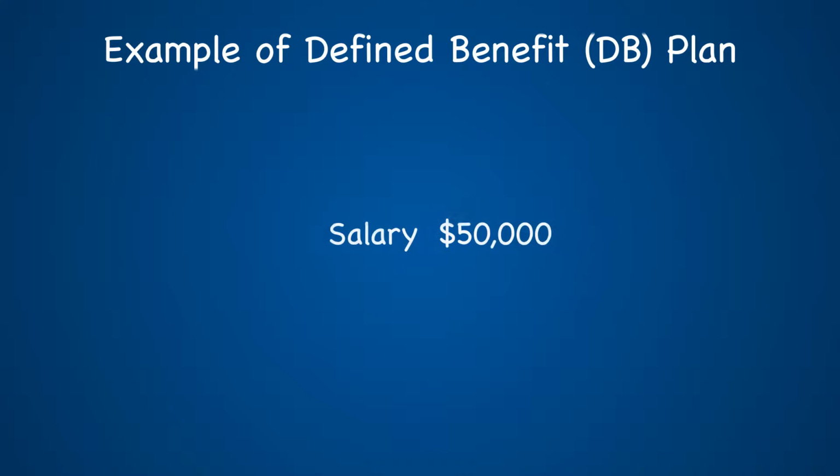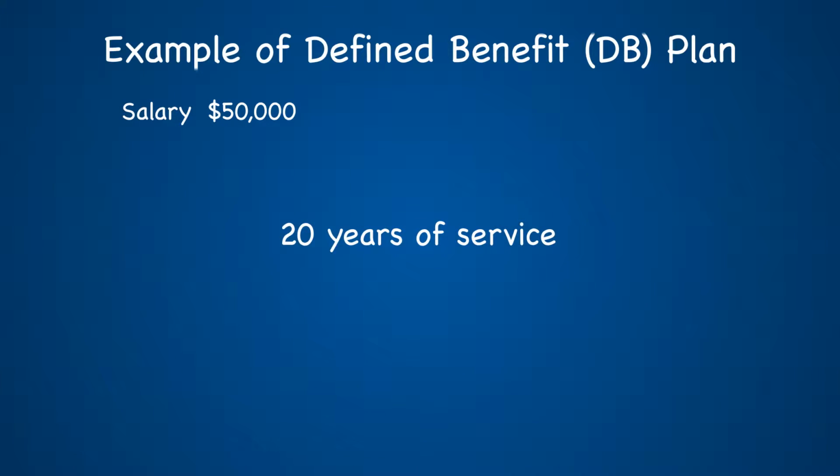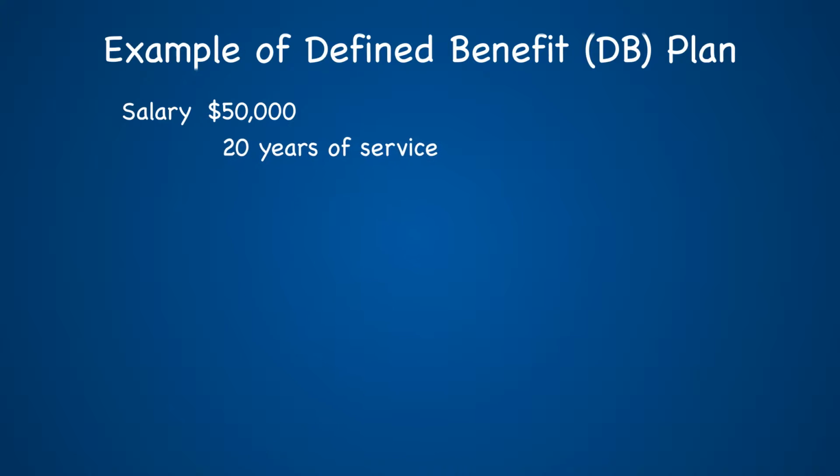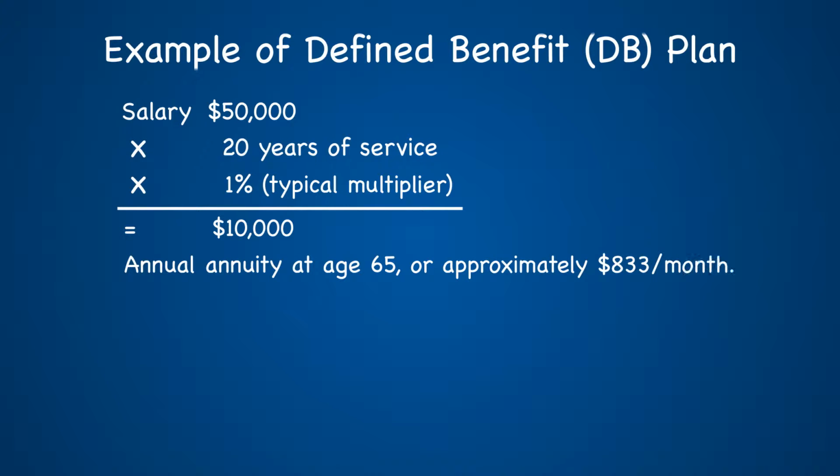Assume you are earning $50,000 salary at retirement and had worked for 20 years. The benefit might be $50,000 times 20 years times 1%. This equals $10,000, or the annual annuity payable at age 65.